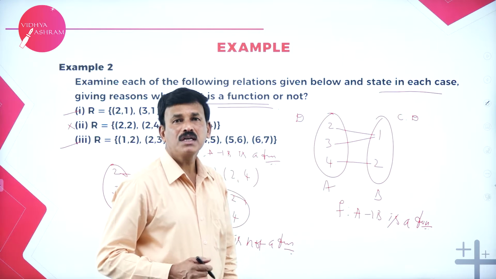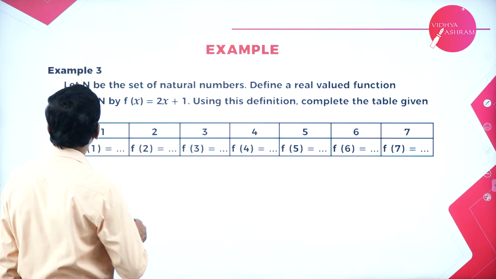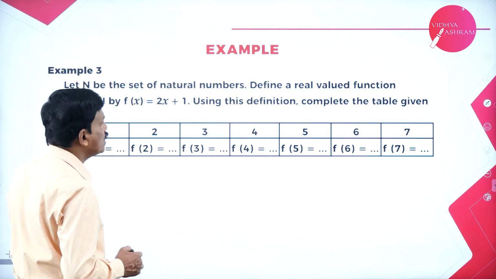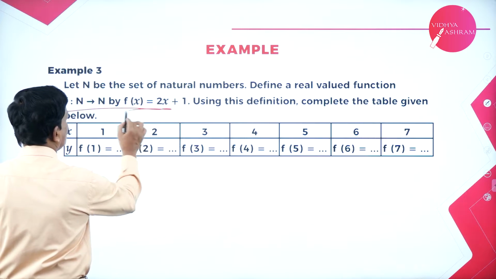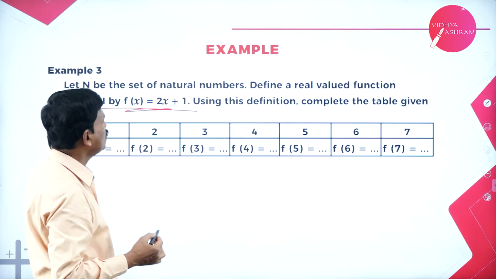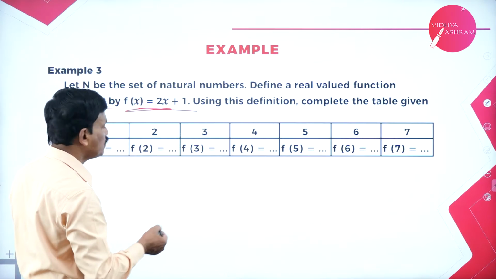Okay. Now let us come to the next problem. This is a very simple problem. What is the problem given? Let N be the set of natural numbers. Define a real valued function f from N to N by f of x is equal to 2x plus 1. Using this definition, complete the table given below. Now we have to complete the table here.